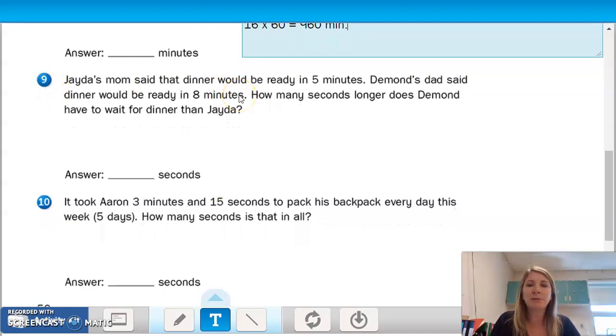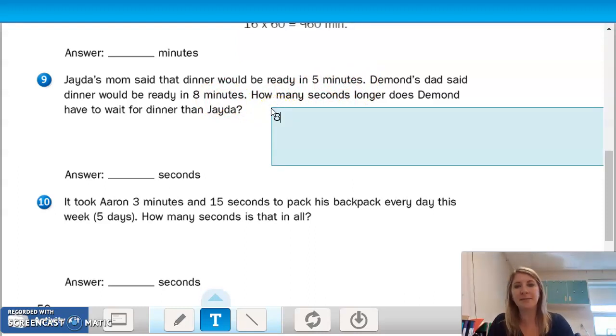Jada's mom said that dinner would be ready in 5 minutes. Damon's dad said dinner would be ready in 8 minutes. How many seconds longer does Damon have to wait for dinner than Jada? So not together, but how much longer? So we take the longer time of 8 minutes and subtract the 5. Better not put that in a calculator. All right, 8 minus 5 is 3. Okay, so Damon has to wait 3 minutes longer than Jada does.